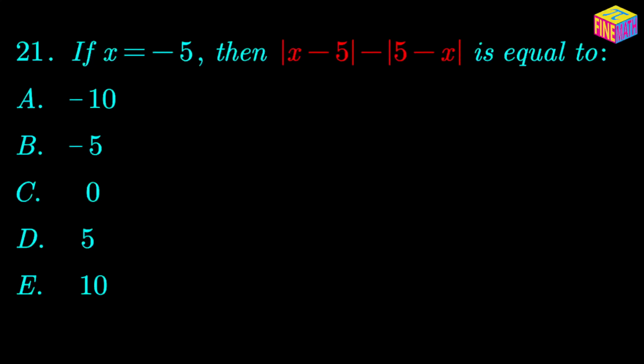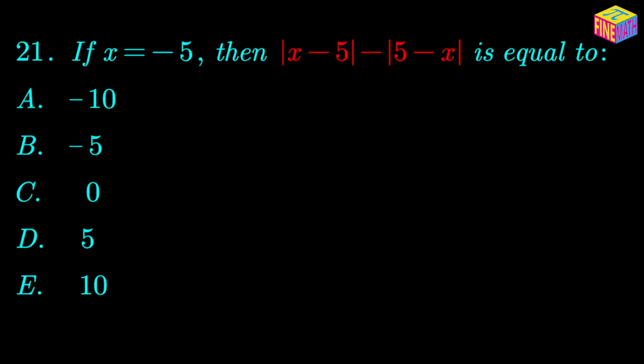So let's get started. Here we have modulus of x minus 5 minus modulus of 5 minus x. We have to evaluate the value of this expression when x is equal to negative 5. Seeing that a value of x has been provided, we may be tempted to substitute the value of x and try to evaluate the expression. Yes, we can do that, but there is another easy way of doing it.